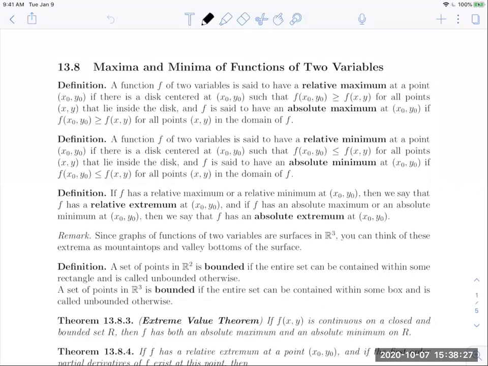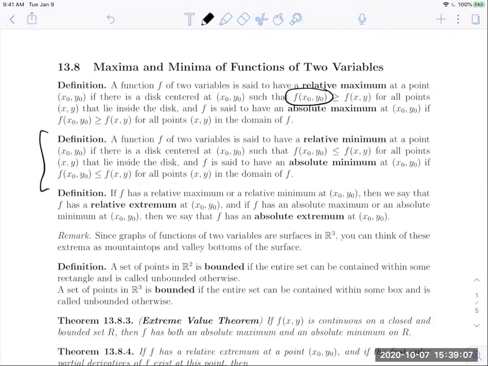variables. So to get started, let's talk about what a relative and absolute extrema looks like in this situation. So we say that a function f of two variables is said to have a relative max at a point, which we're going to denote x naught, y naught, if there's a disk centered around that point such that the function takes on the largest value among all of the other values in that disk. We also say that f has an absolute max at that point if it's larger than any function values at any point in the domain of the function. Then we have a similar definition here for relative minimum and absolute minimum.